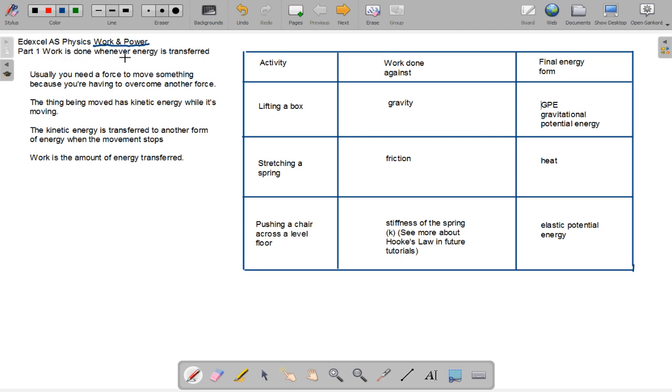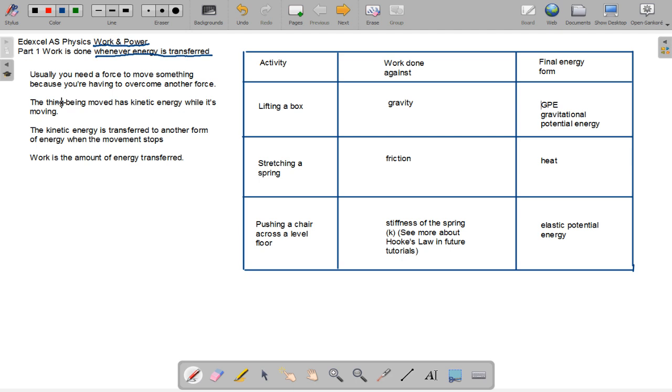So work is the word of physics whenever energy is transferred. Usually you need a force to move something because you have to overcome another force. So you have to overcome friction when you move a box, and when you jump you have to overcome gravity, but gravity is always stronger, so you come back down again.